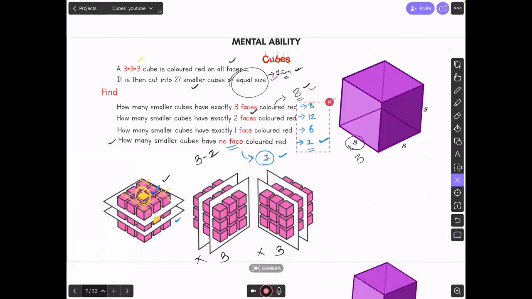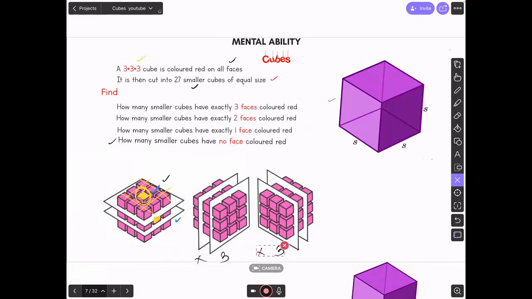Let's solve our first sum on cube. So understand this problem really well. I can solve this problem in 30 seconds just by giving you the formula, but that will be of no use, because for some problems you have to visualize. So visualize it right. So what is given here?